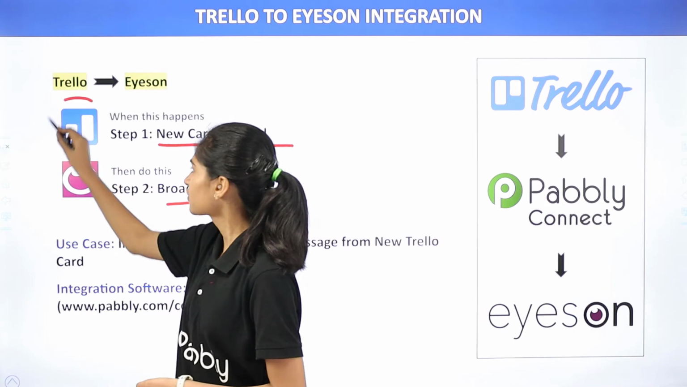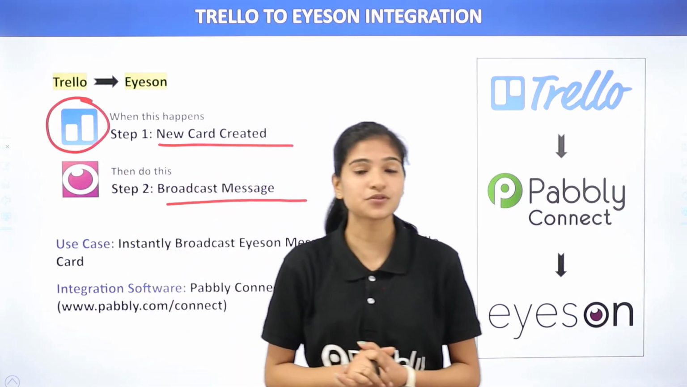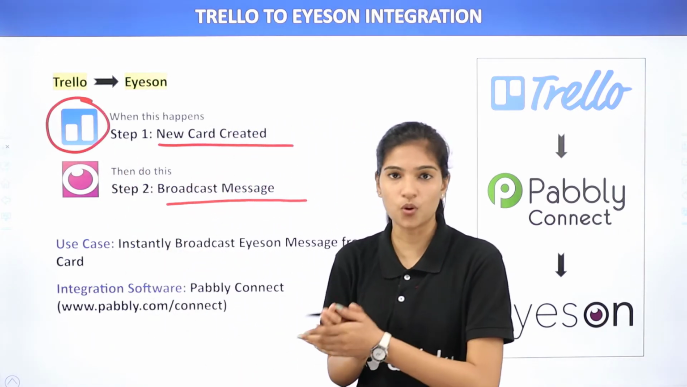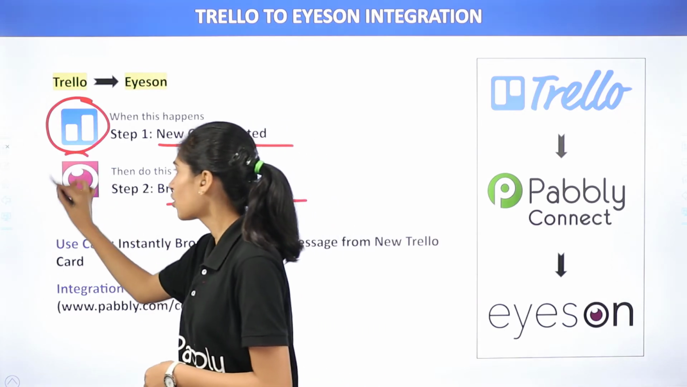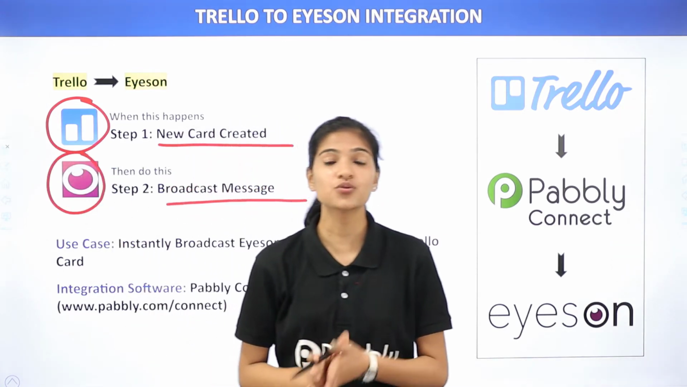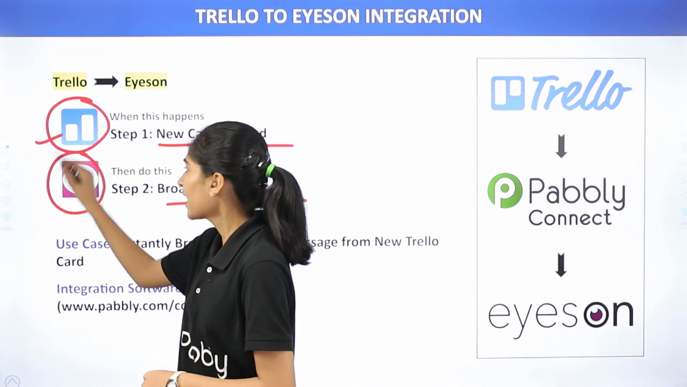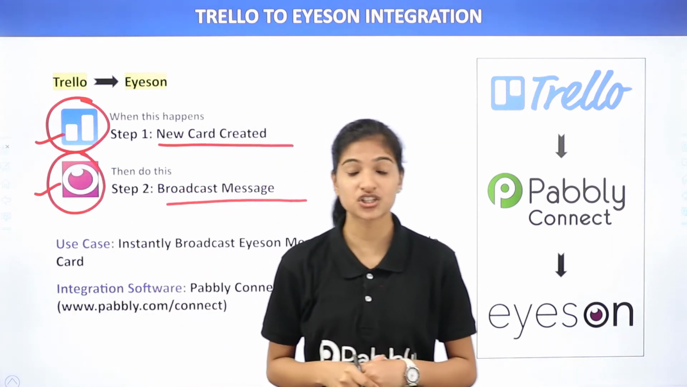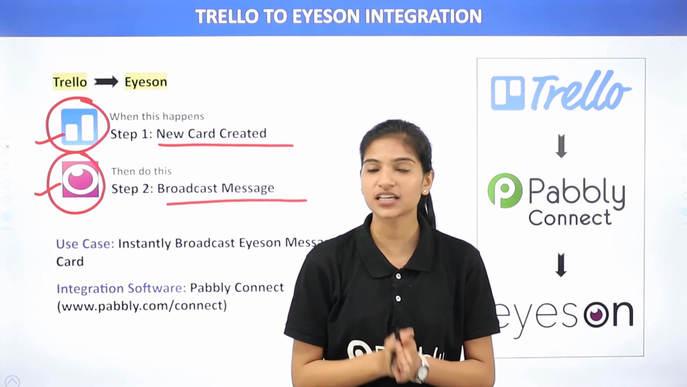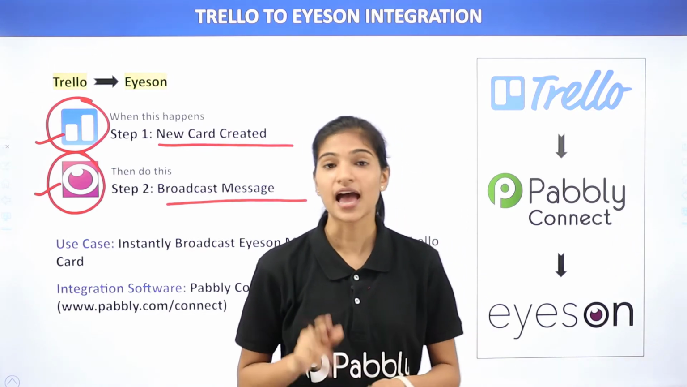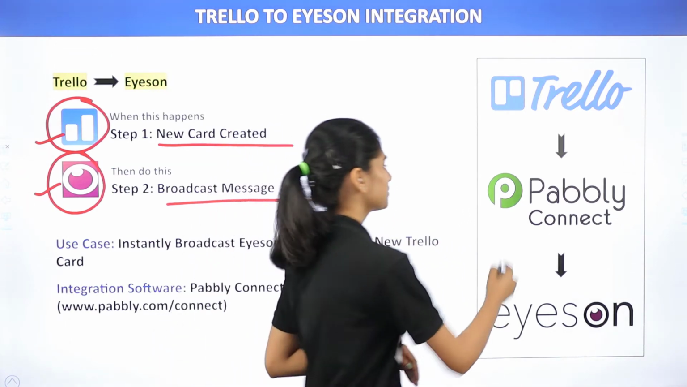So Trello is a software application that helps you to organize your projects into boards, whereas Ison is a software application that provides you video conferencing solution. Although Trello and Ison have some native integration between them, this native integration has certain limitations, and that is why we are going to use Pabbly Connect.